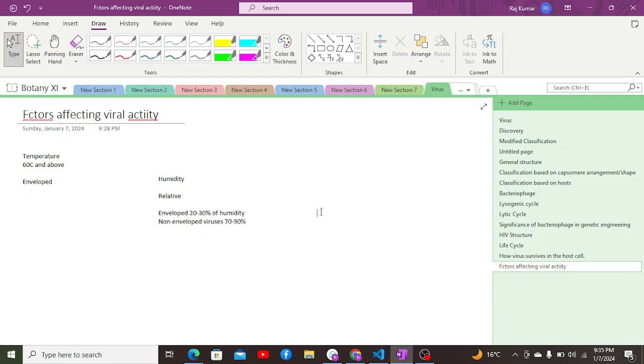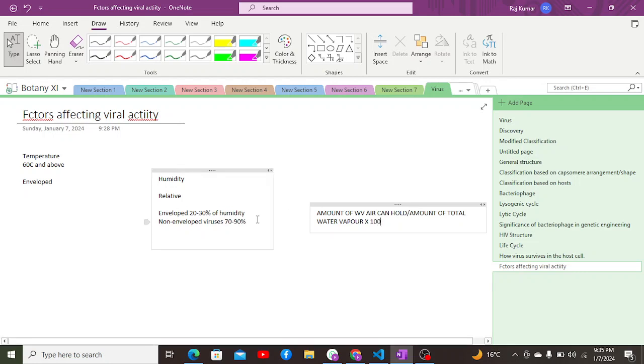They can survive in 70 to 90% relative humidity, which includes adeno and rhinoviruses once again. And how is this percentage obtained? It is obtained by the amount of water vapor which the air can hold, divided by the amount of total water vapor, into 100. So as a result of this ratio, we can obtain this percentage.